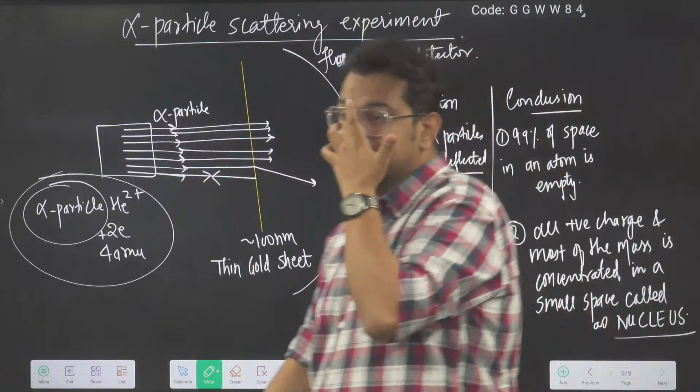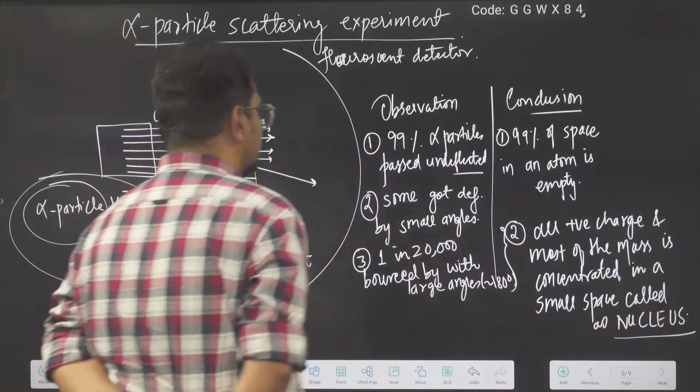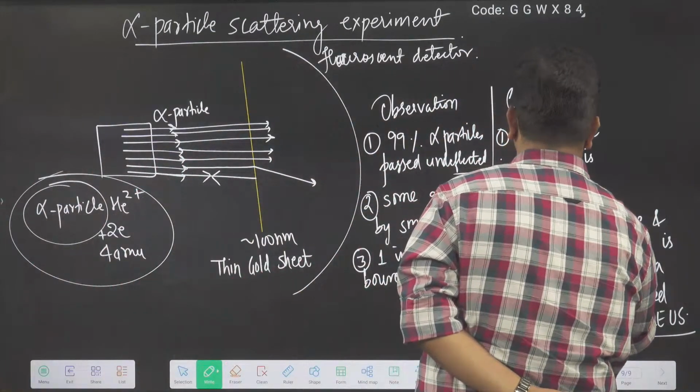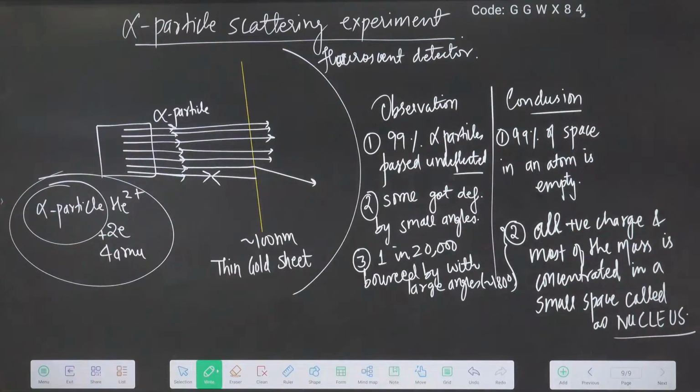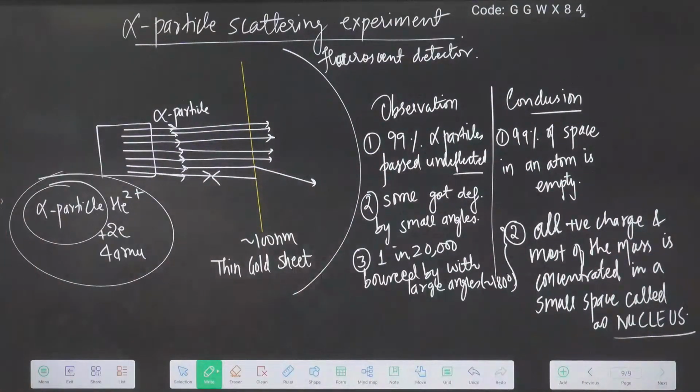Say bhai, clear? Observation and conclusions, clear or not clear? So all positive charge and most of the mass is concentrated in a small space called the nucleus. This was the idea of Rutherford.